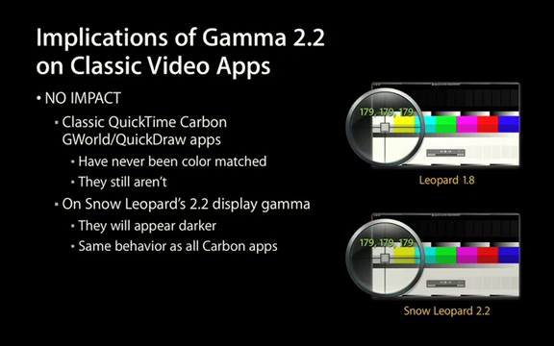And it may not be obvious on the slide, but there'll be a subtle change in luma. Basically, on Snow Leopard 2.2, the end results will be a little bit dimmer. And that's exactly the same behavior as any old Carbon application. They look a little bit darker on Snow Leopard's 2.2 display buffer.